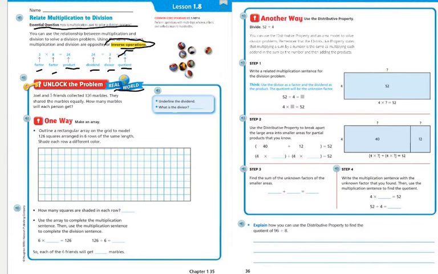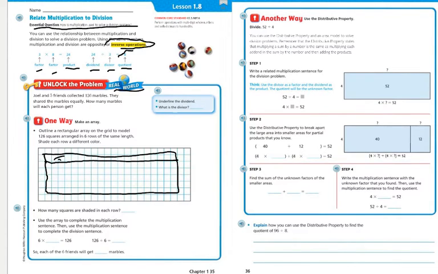And I'm going to arrange it into 6 rows of the same length and then shade each row a different color. So I have 126 marbles. And I have 5 friends. And I have to make sure that I have 126 squares. So if I want, I can actually count up these squares and I'll see that there are 126 squares.